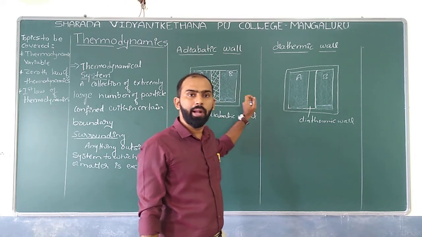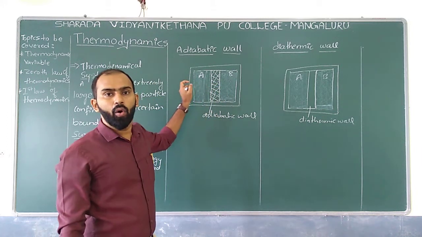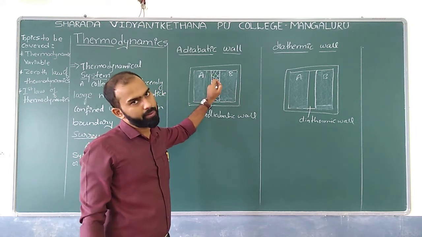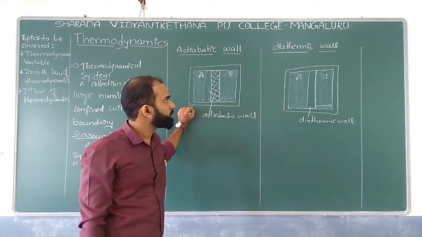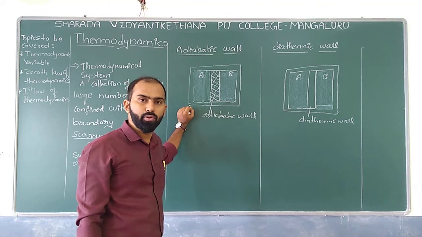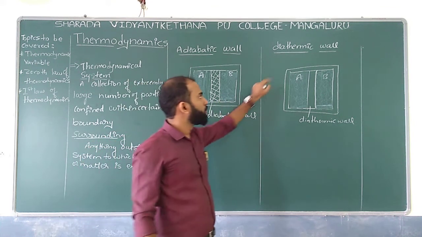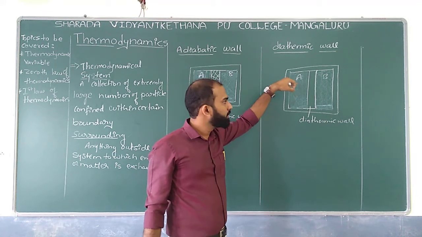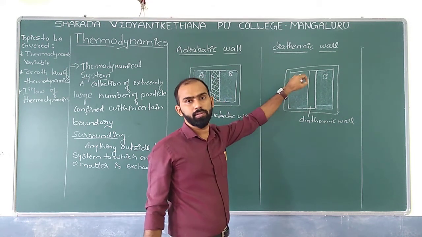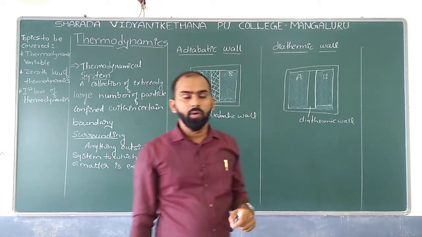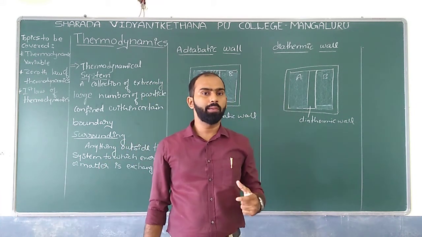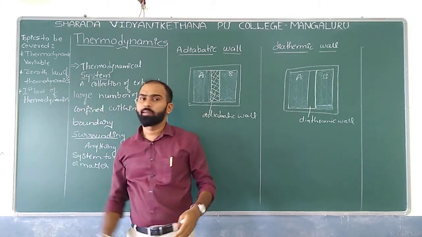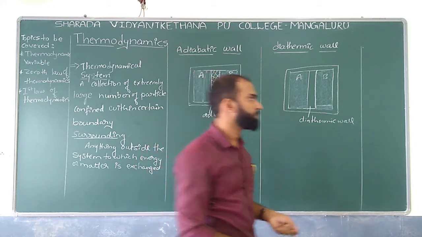What do you mean by adiabatic wall? It doesn't allow heat to pass from one system to another system, or system A to system B. So whenever I use adiabatic wall, you are supposed to remember it doesn't allow heat to pass through it, and whenever I say diathermic wall, it can allow heat through from one system to another system. So this is the basic relation. We are supposed to know one more law, which is called the Zeroth Law of Thermodynamics, that we will discuss.